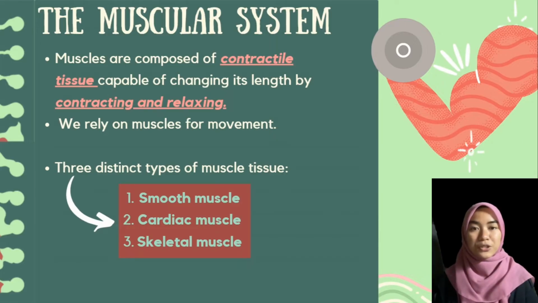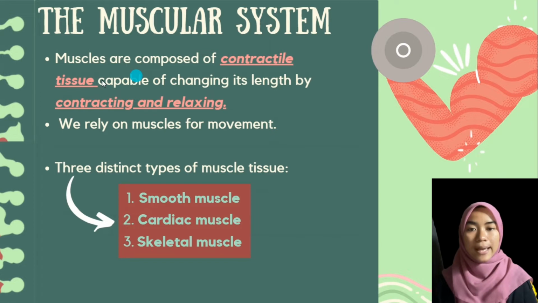First of all, we should know what is muscle. What is the first thing that comes to your mind when we talk about muscle? Basically, muscles are composed of contractile tissue. Our body has a lot of muscles that help us to move. Muscles are capable of changing their length by contracting and relaxing.